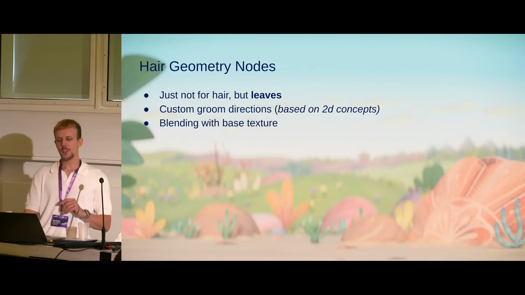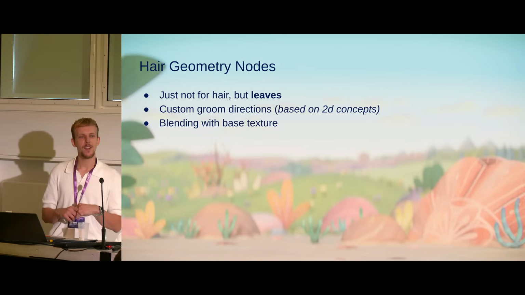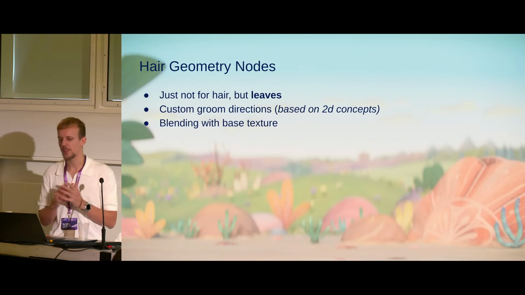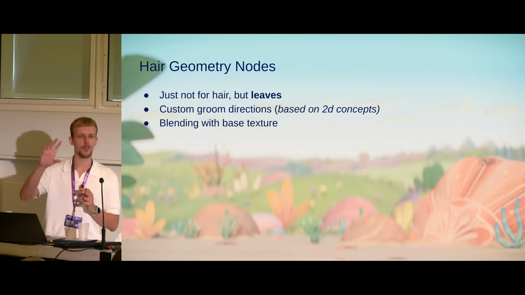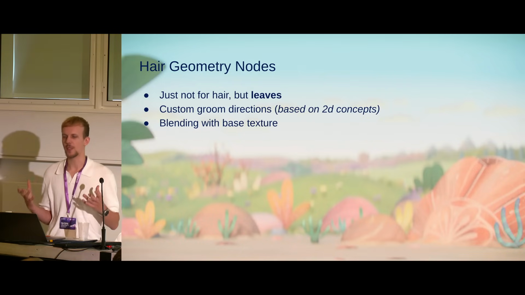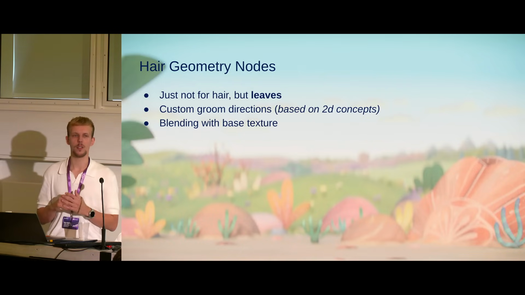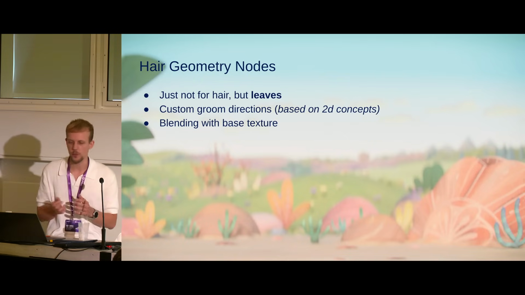Then we also used hair systems, not for hair, but for actual leaves, right? We used the geometry node hair system because we had quite an art-directed flow of leaves on specific trees. So the easiest way we thought of to set that up is with a groom system. All right, you can groom everything nicely with a comb in the direction where you want it to be.